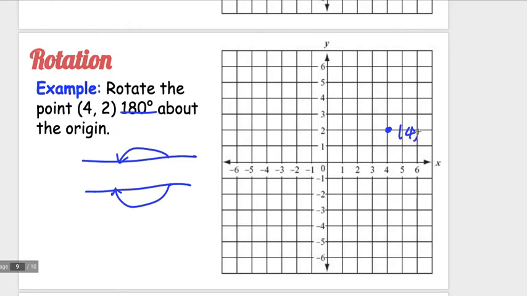So let's see. For 4, 2, since we're going to rotate 180 degrees around the origin, let's draw a little line here. Since we are going to have 180 degrees, it's going to be exactly a straight line here, right? So it's going to be on the same line, but go to this one. It's going to be here. So this time it is negative 4, negative 2. As you can see, when we rotate 180 degrees, the original 4, 2 becomes negative 4, negative 2.